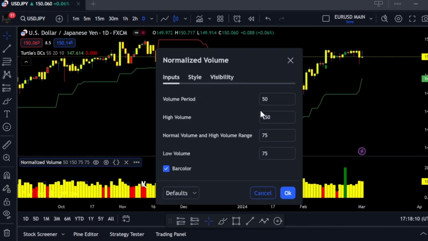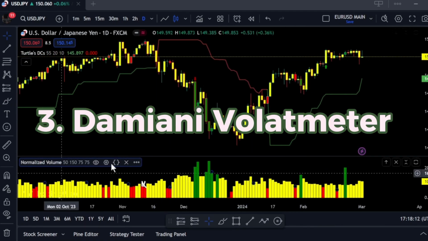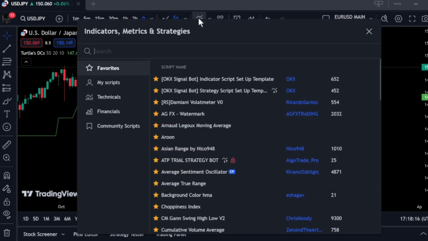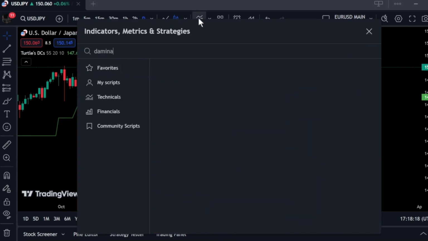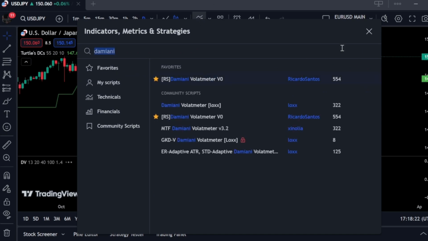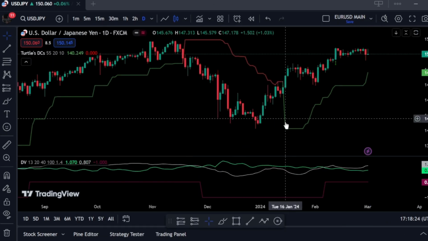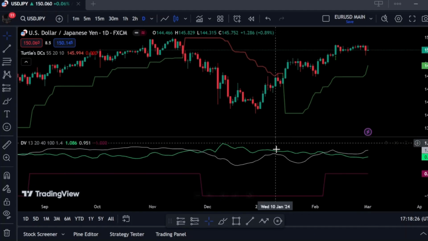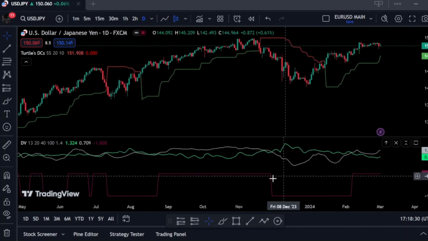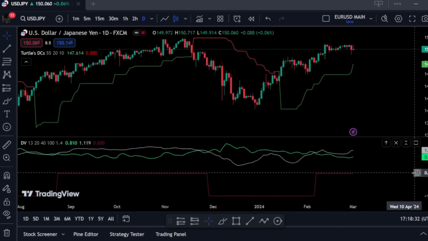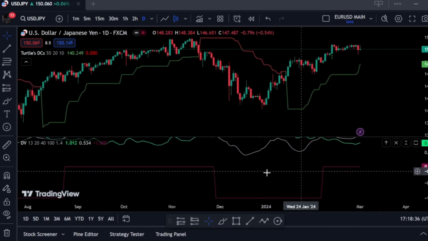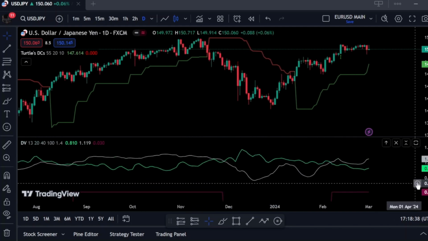Okay. The next indicator is the Damiani VAPM indicator. To add this indicator, click on the Indicators tab on TradingView. Next, search for Damiani VAPM and select this one by Ricardo Santos. Now, visually looking at this indicator might be confusing for beginner traders or generally a trader that is new to trading with indicators. First, you're to ignore the red line below, as it only shows the same data as the green and white lines. Aside from that, the signals from this indicator are very simple to decipher.